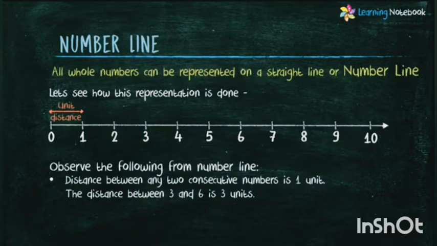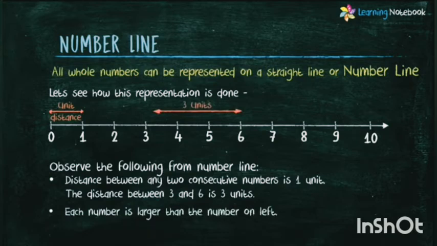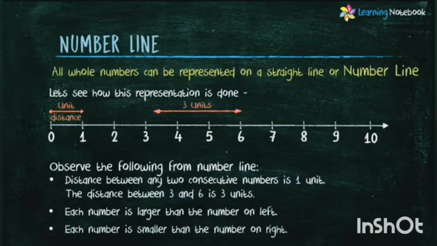Next, observe the following from the number line. The distance between any two consecutive numbers is 1 unit. The distance between 3 and 6 is 3 units. Next, each number is larger than the number on its left. Each number is smaller than the number on its right. Let's revise.